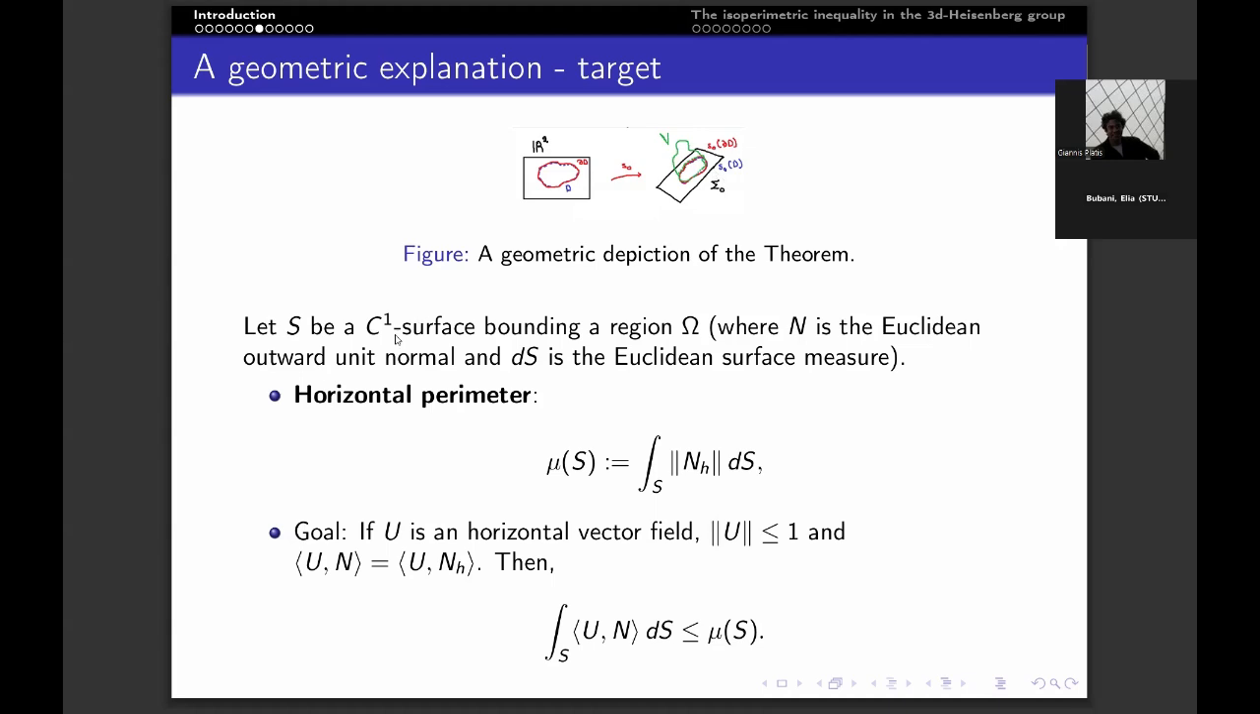We have to remind that for a random surface, the horizontal perimeter is calculated using the perimeter measure we have mentioned previously, and our goal is to construct a horizontal vector field which has unit norm, and that it has to hold this equation here.